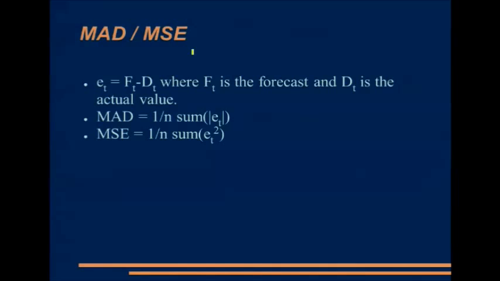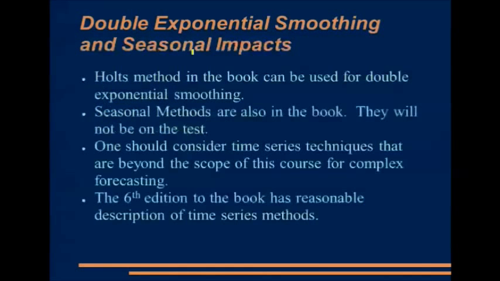So to review, mean squared error and mean absolute deviation. For mean absolute deviation, you find the error, forecast minus the actual, and then you sum the absolute values up and divide by n. For mean squared error, you sum the square of the errors and divide by n.